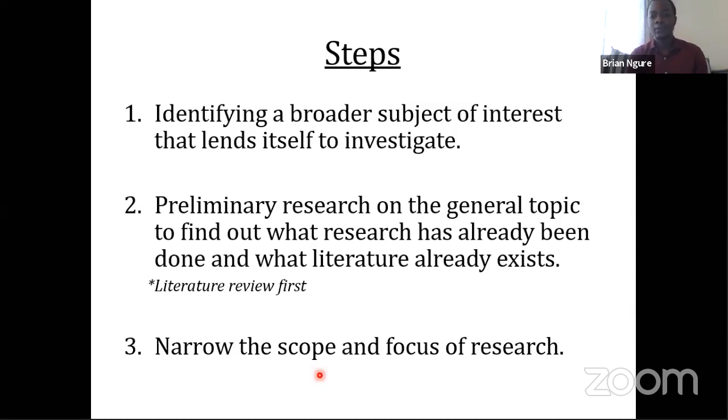And then as time goes by and as you speak, as you ping it off other people's heads, then you narrow the scope of the focus. Initially, it starts off and you are not very clear on what you want to do, but the more you read, the more people you talk to about it, the clearer it becomes.